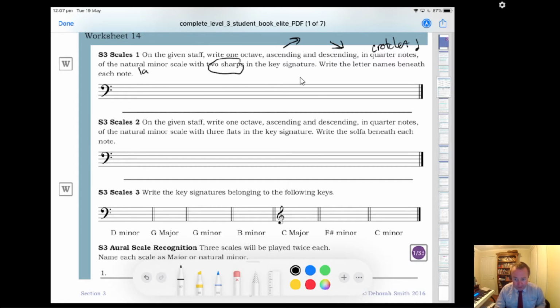So first question, what major scale has 2 sharps? Before we even worry about the minor, our mantra is always work out the major first. What major scale has 2 sharps? We know that using the order of sharps, Father Christmas, F sharp, C sharp.